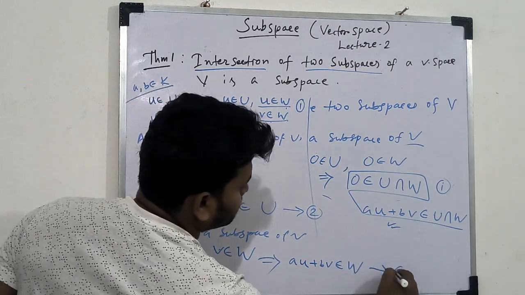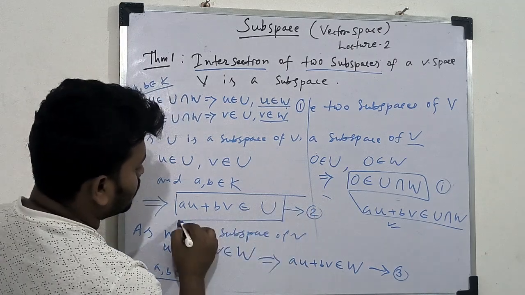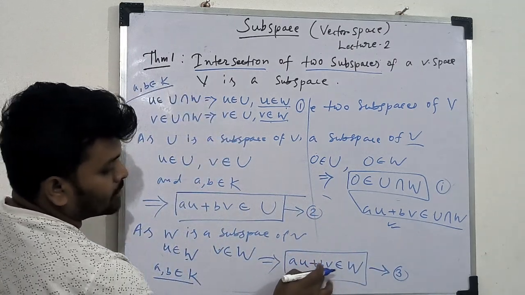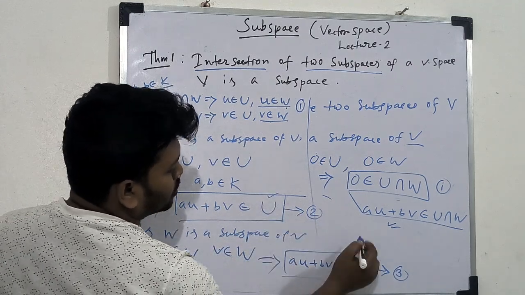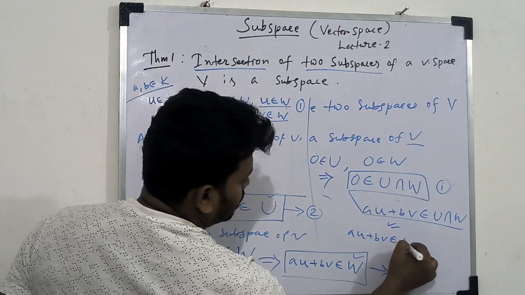So this is 3. So from 2 we get au plus bv belongs to U, and from 3 we get au plus bv belongs to W. So this same element belongs to U and W. Therefore au plus bv belongs to the intersection of them.